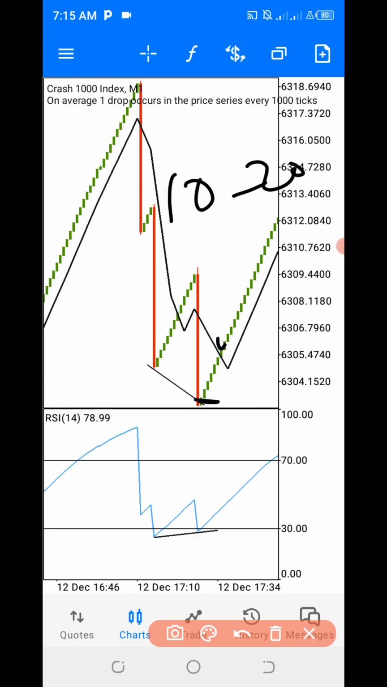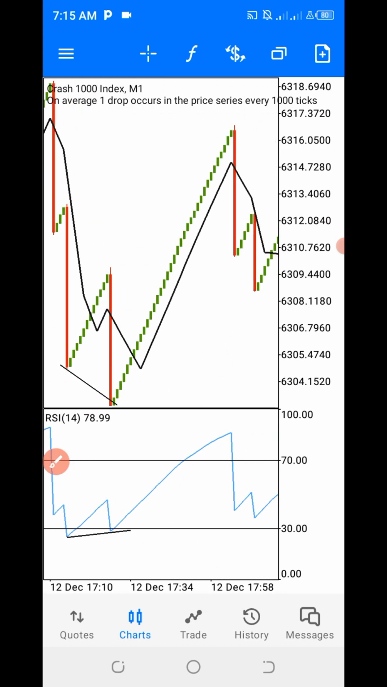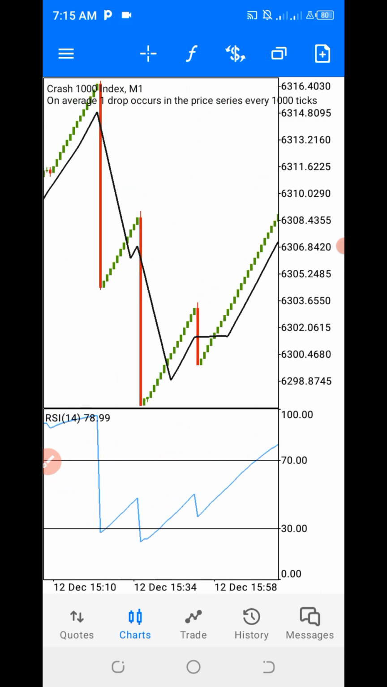Remember, your stop loss is going to be below this swing low. You can actually see you have your 20 candles perfectly, and you are out. Right, so guys, that is it.